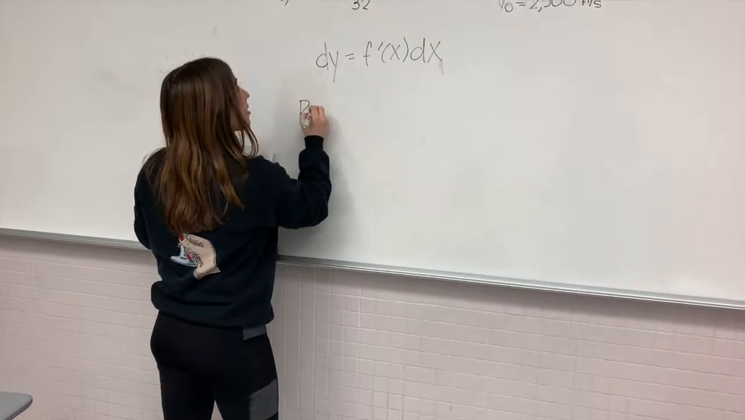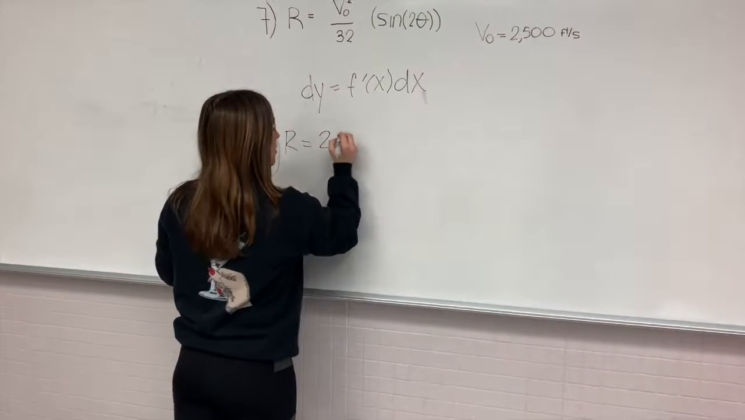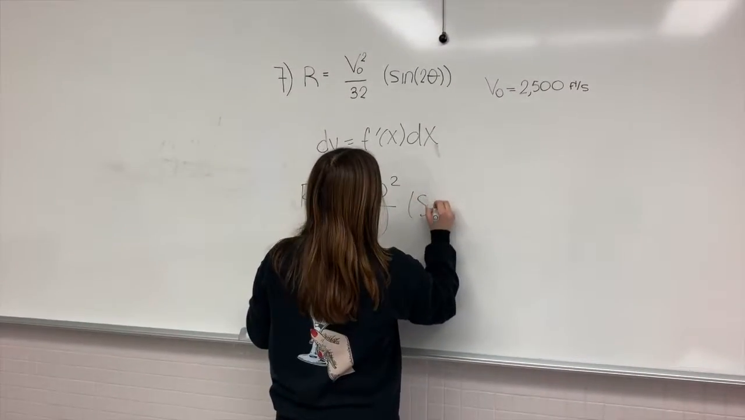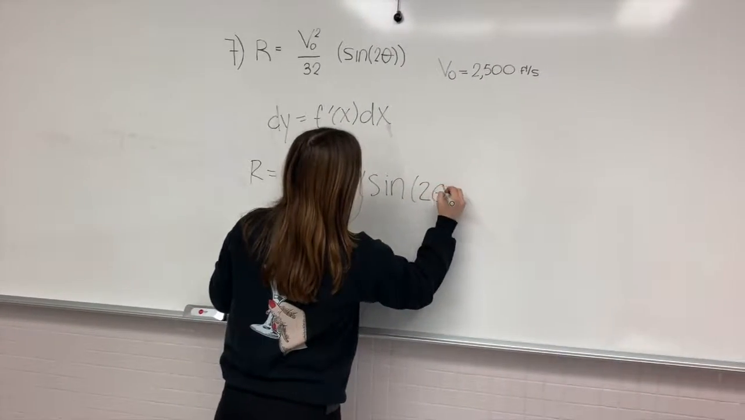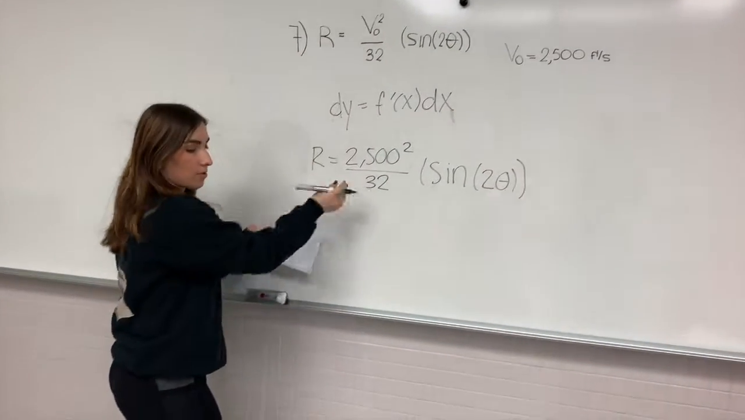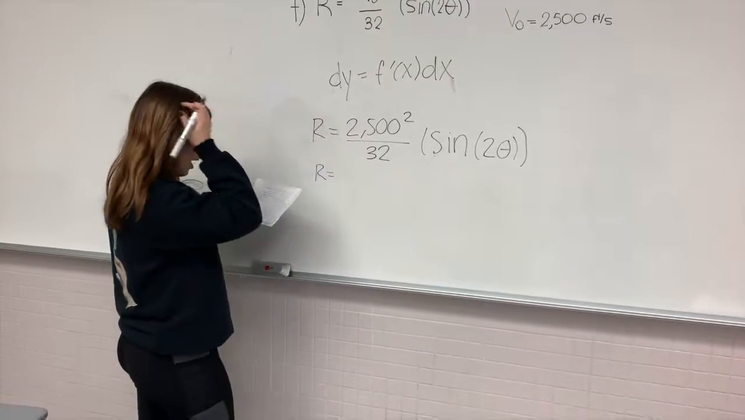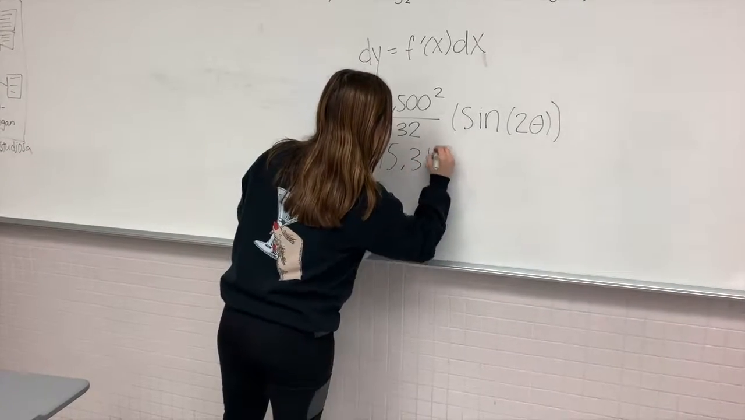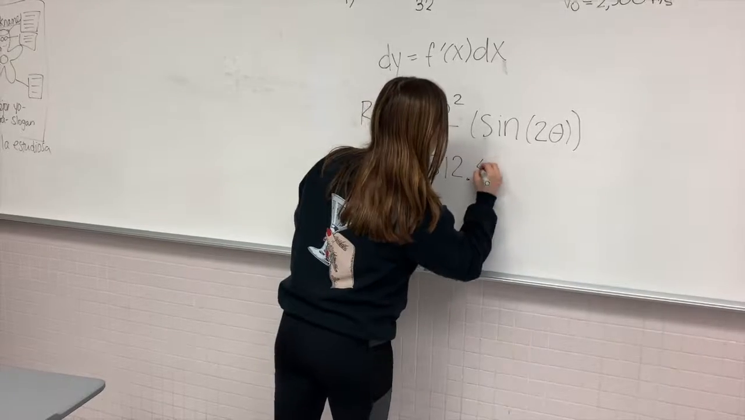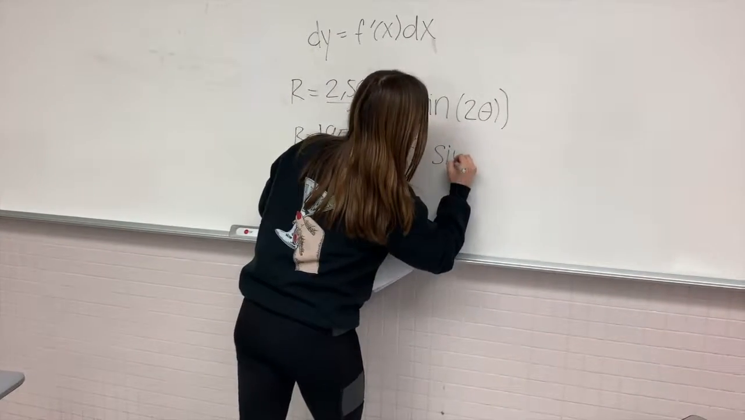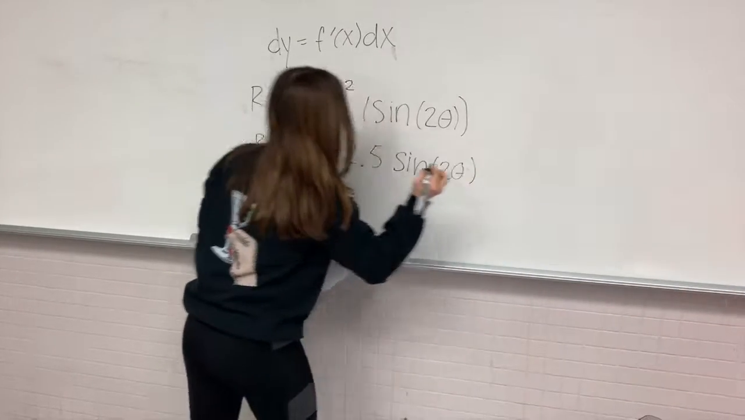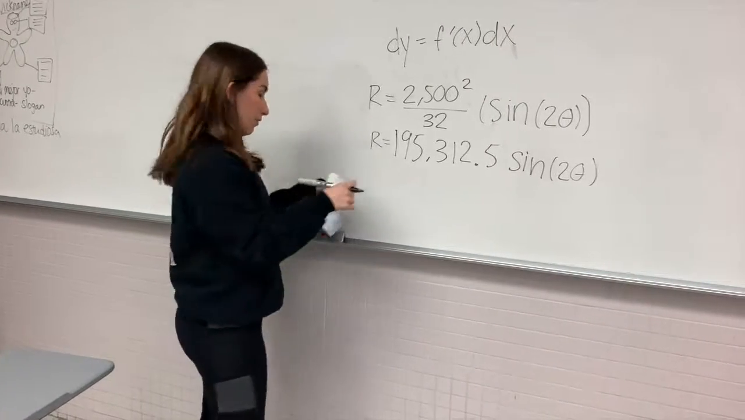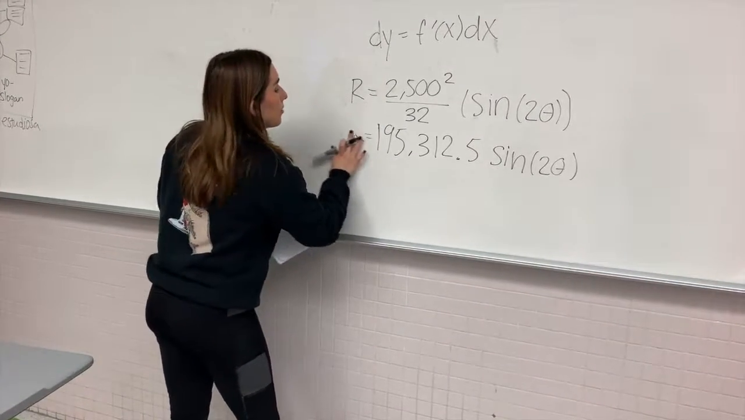to get the original function. So r equals 2,500 squared over 32 sine of the angle 2 theta. Okay, so if you plug this into the calculator, you will get 195,312.5. And then you continue with sine of 2 theta.